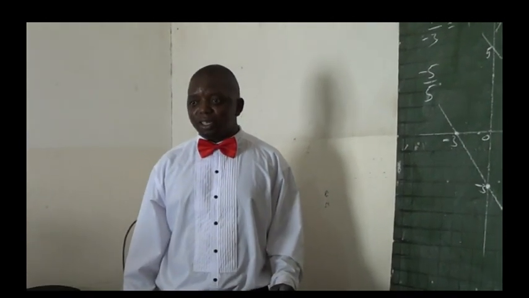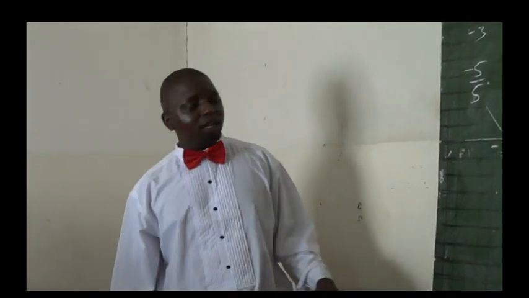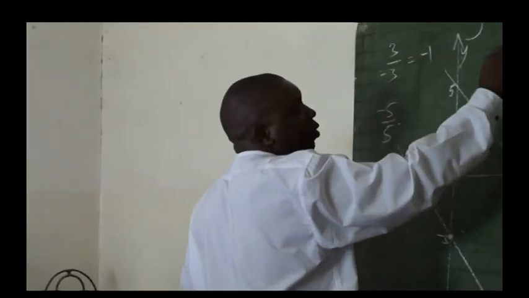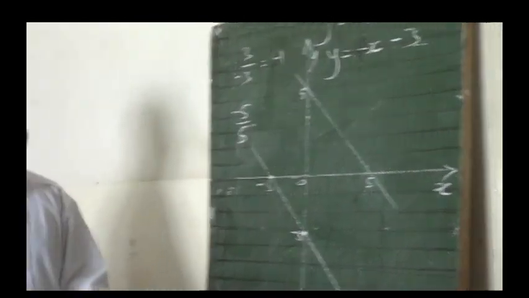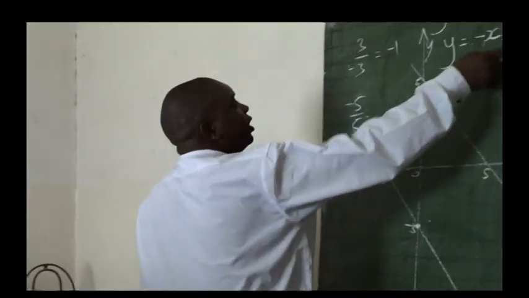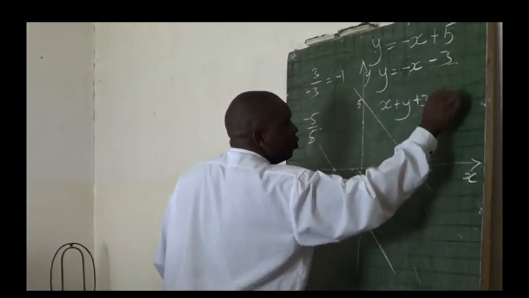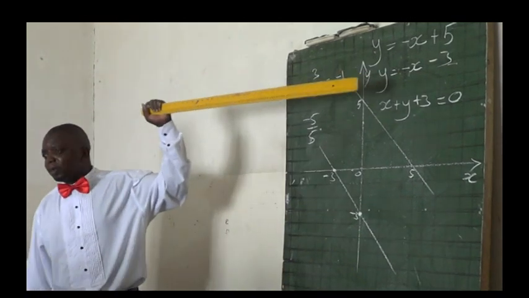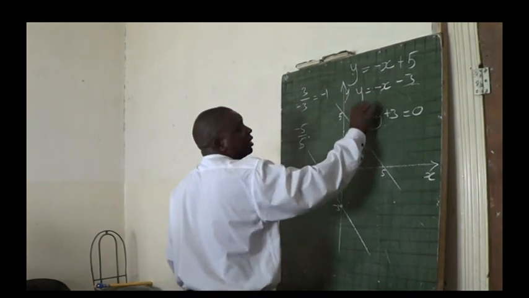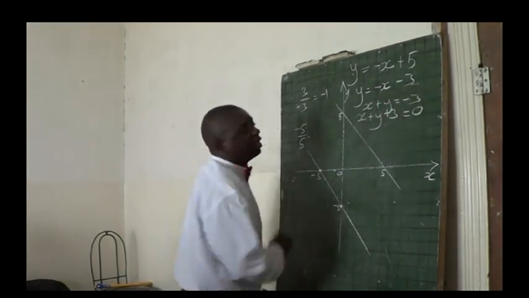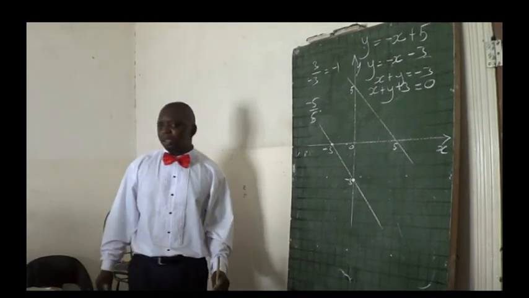So our gradient is still minus 1, so we say y is equal to minus x minus 3. You can also bring everything to one side, giving x plus y plus 3 equals 0. Or you can take x only, leaving x plus y is equal to minus 3. It is the same altogether.